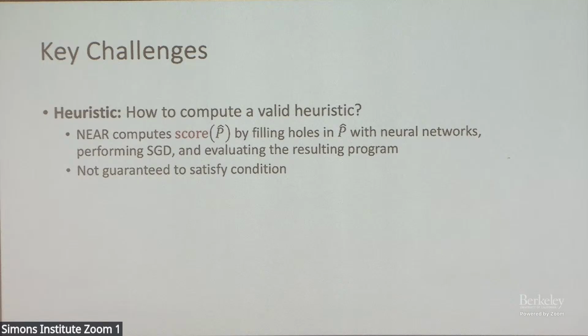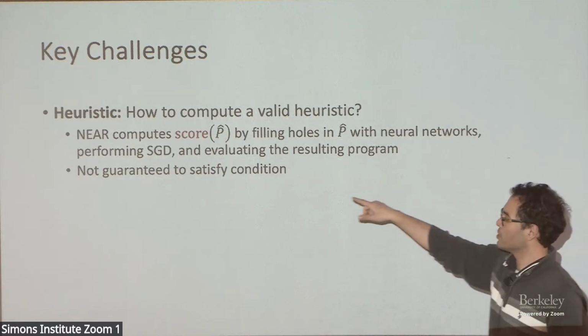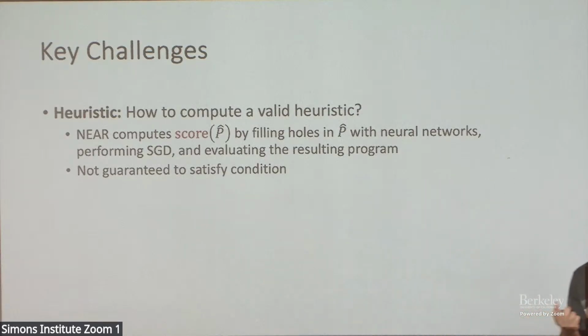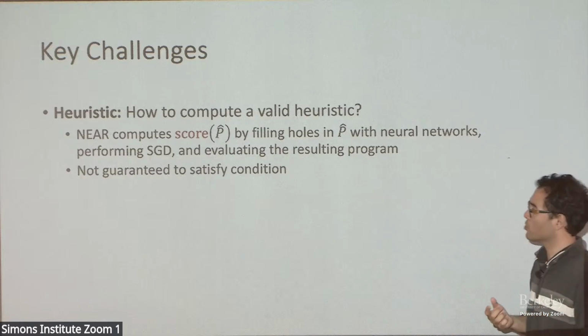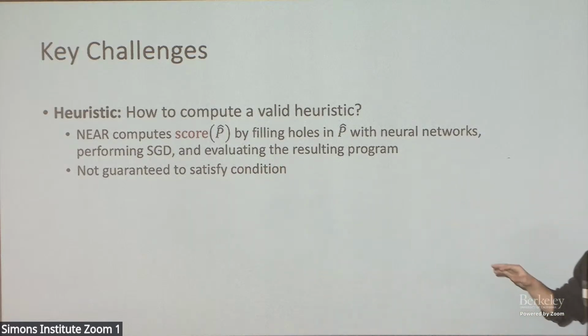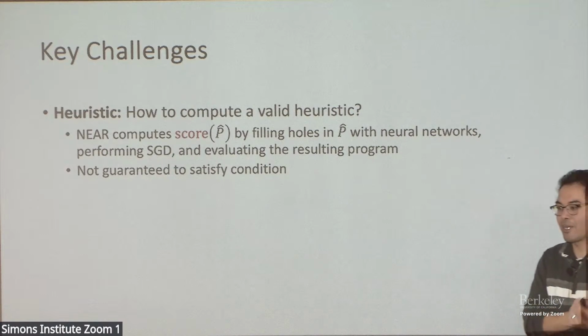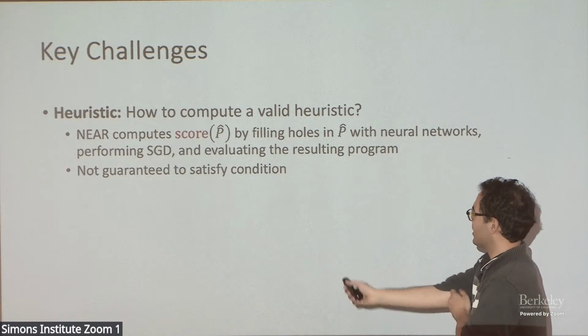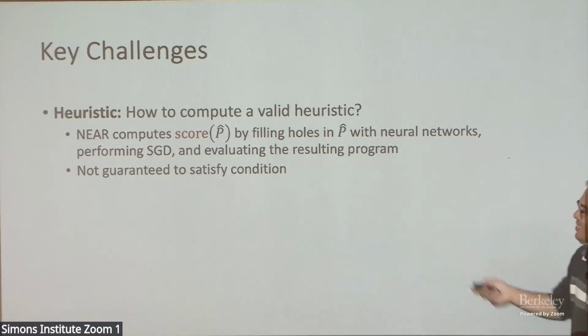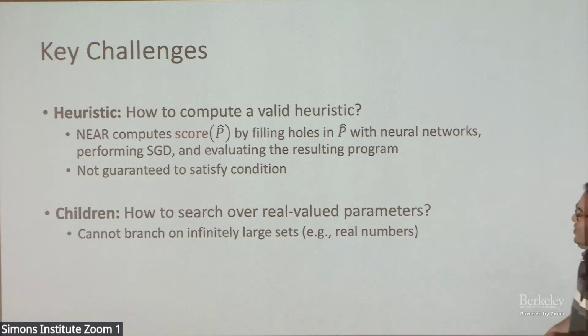Okay, so we need a scoring function. That's the first challenge. The previous system I mentioned, NEAR, uses A* search, but with a neural network to approximate the scoring function. It's a very clever strategy. I'm not going to go into it, but if neural networks can learn any function, then this will work. But they can't, so in practice it's not guaranteed to satisfy the condition.